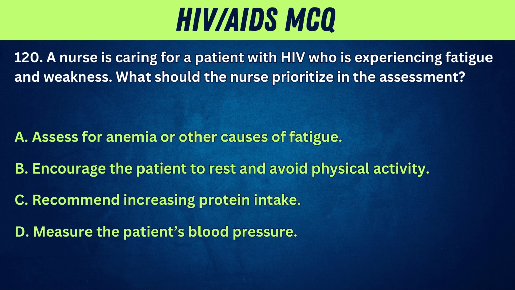120. A nurse is caring for a patient with HIV who is experiencing fatigue and weakness. What should the nurse prioritize in the assessment? A. Assess for anemia or other causes of fatigue. B. Encourage the patient to rest and avoid physical activity. C. Recommend increasing protein intake. D. Measure the patient's blood pressure.